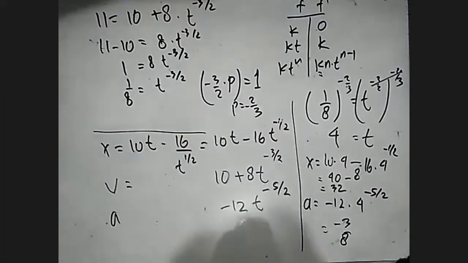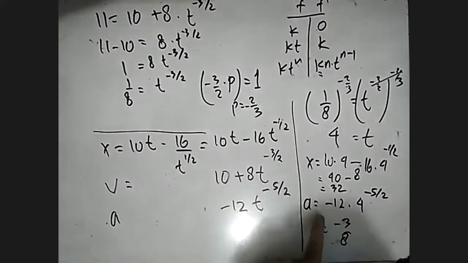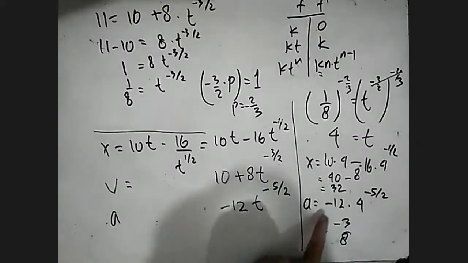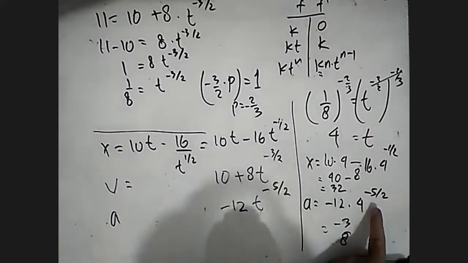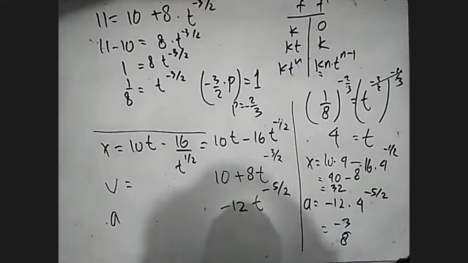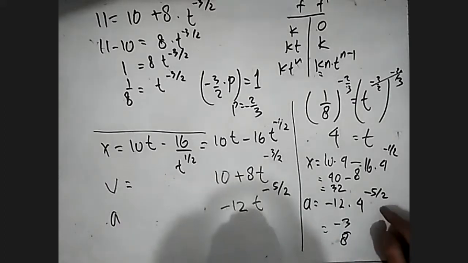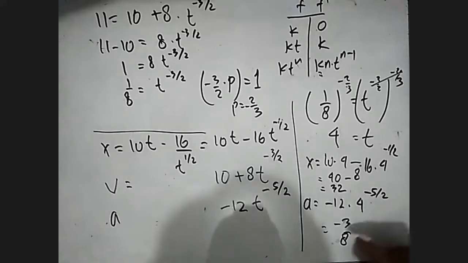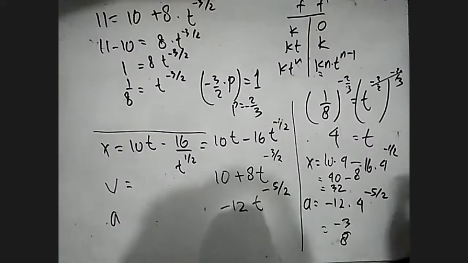Up until this point, any question? Wait, sir, for the a, what is the question? Minus 12 times 4 to the power of negative 5 over 2, so it becomes negative 3 over 8. Yes, negative 3 over 8. Oh, you don't see the over here. Sorry.